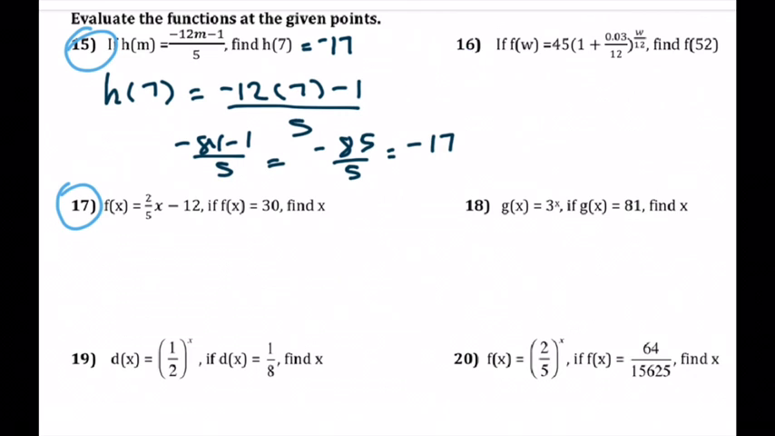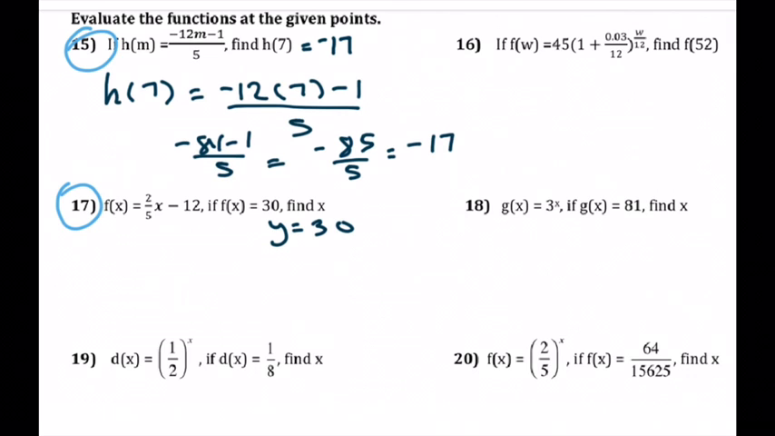All right, now let's take a different look at this, and let's go to number 17. Again, we're talking about a linear equation. We've got f of x is equal to, and we can see that that's slope-intercept form. If f of x equals 30, what's another name for f of x? Y. So I'm saying if y is equal to 30, you tell me what x is. So this time I'm giving you the output. Give me the input. So how could I do this?